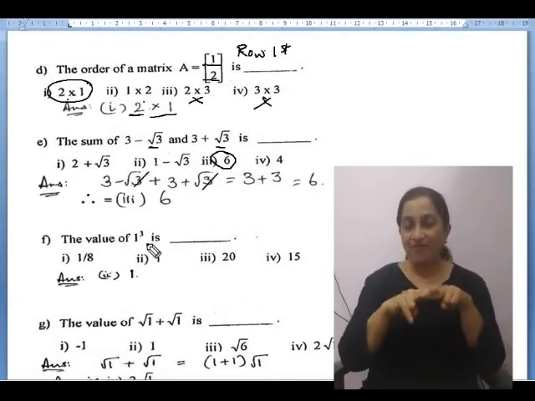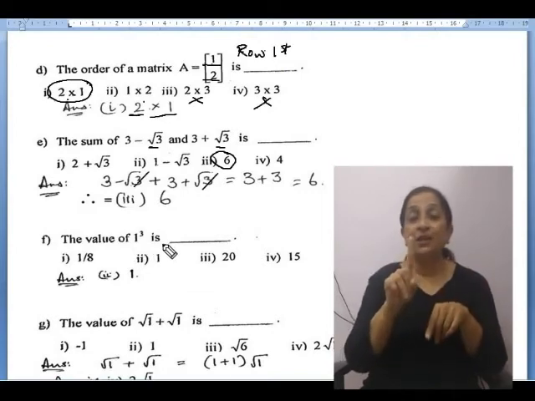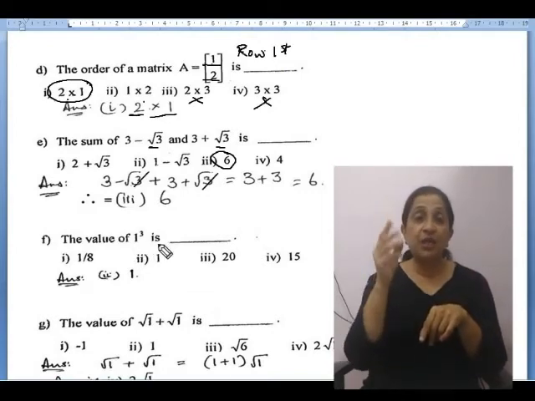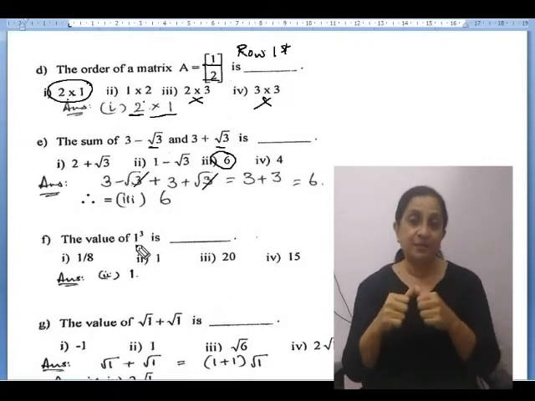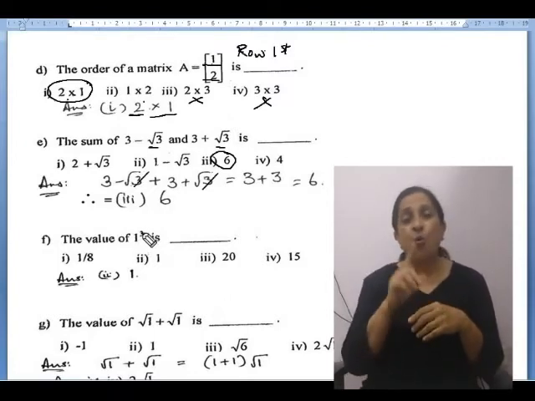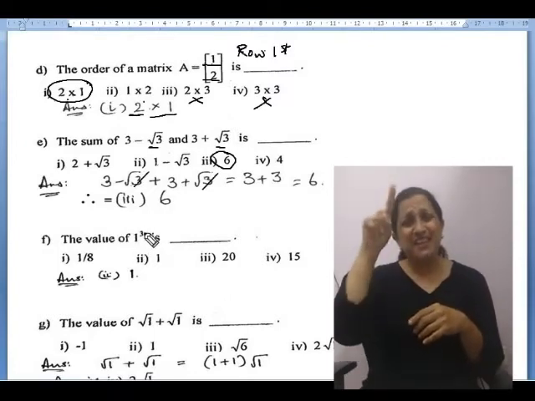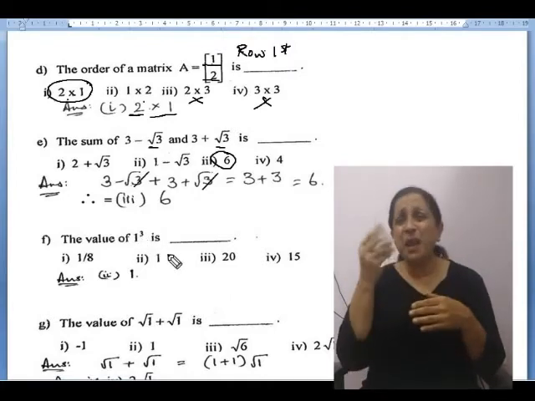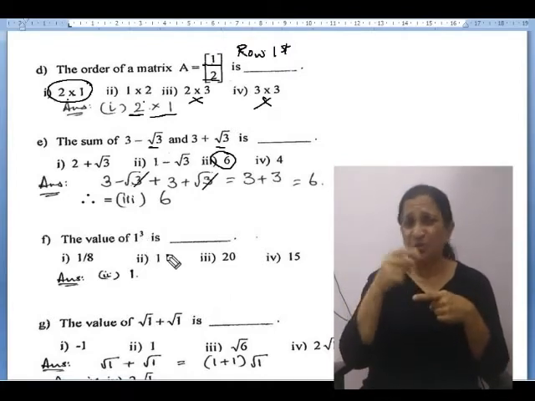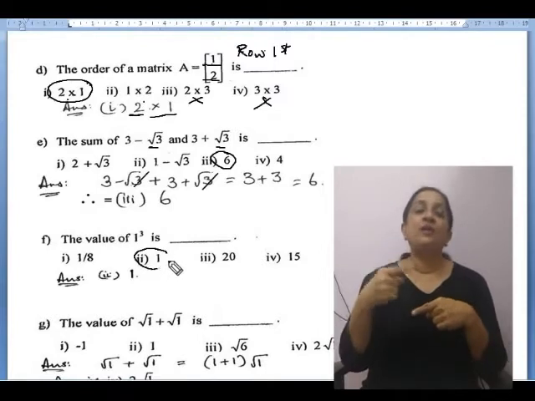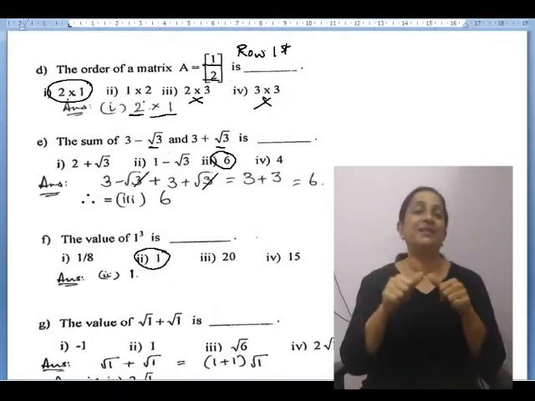F. What is the value of 1 to the power of 3? Okay. 1 raised to the power of n, or 5, or 10, or anything, is always equal to 1. It is never equal to 0. It is always equal to 1. So this is the answer. Very, very simple to solve.